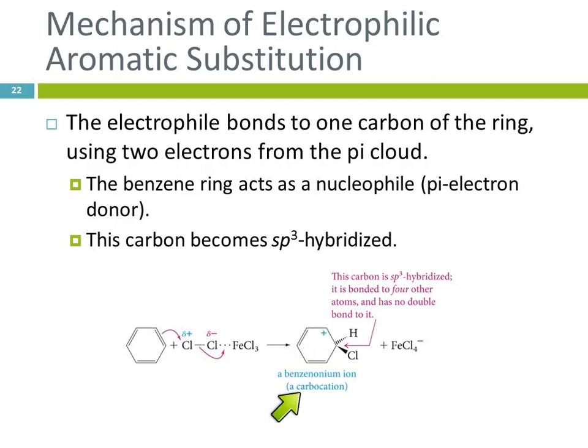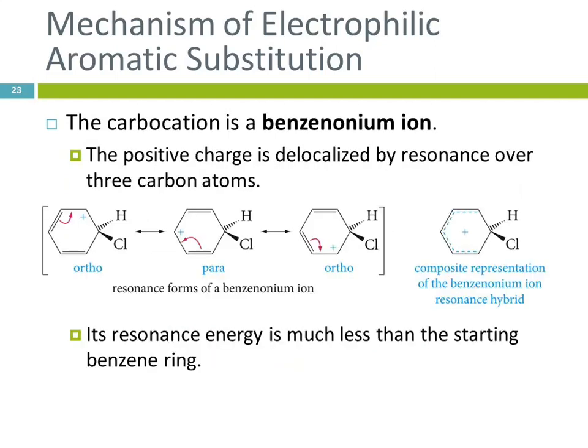And this is called a benzenonium ion. It's a carbocation. And now this carbon is sp3 hybridized. Remember we said the carbons in benzene are sp2 hybridized. This one is sp3 because it's now bound to 4 different atoms. This benzenonium ion is stabilized by resonance.